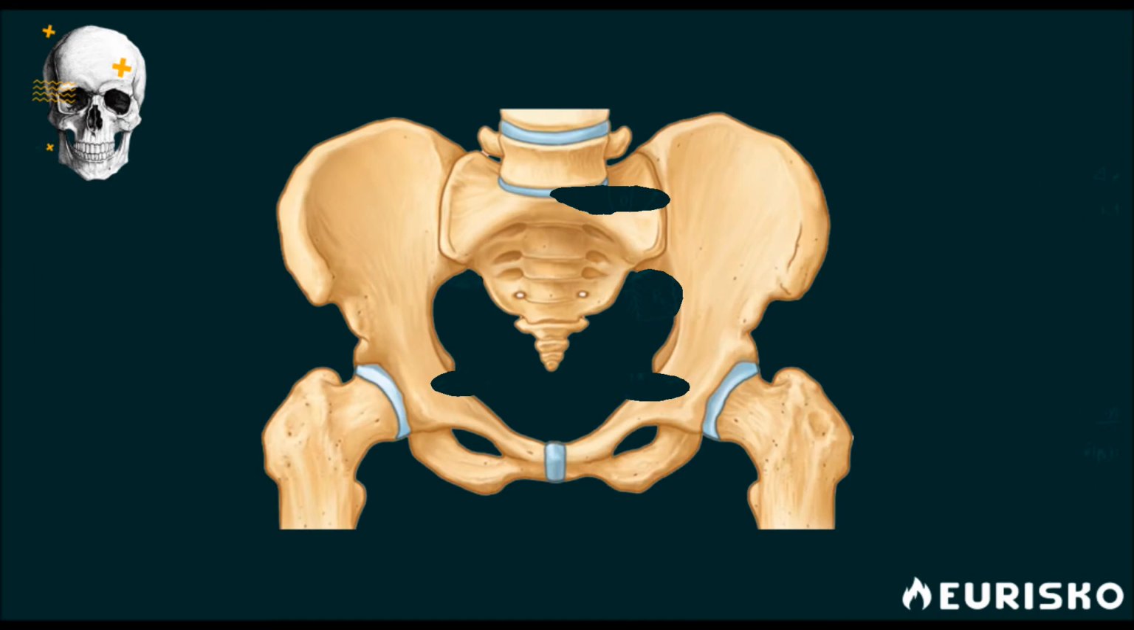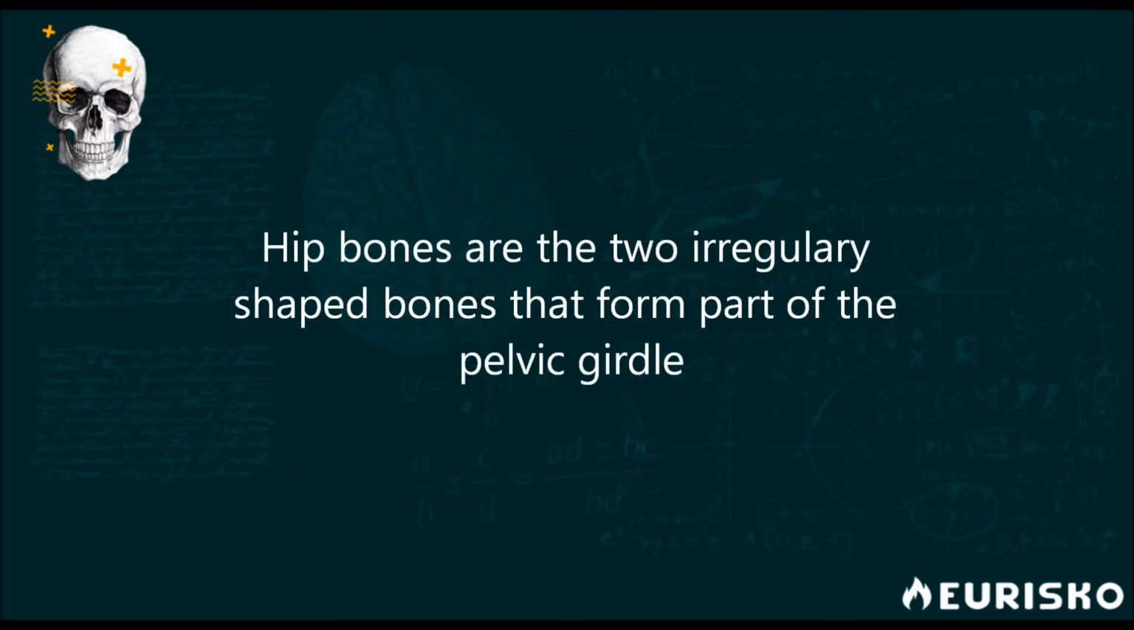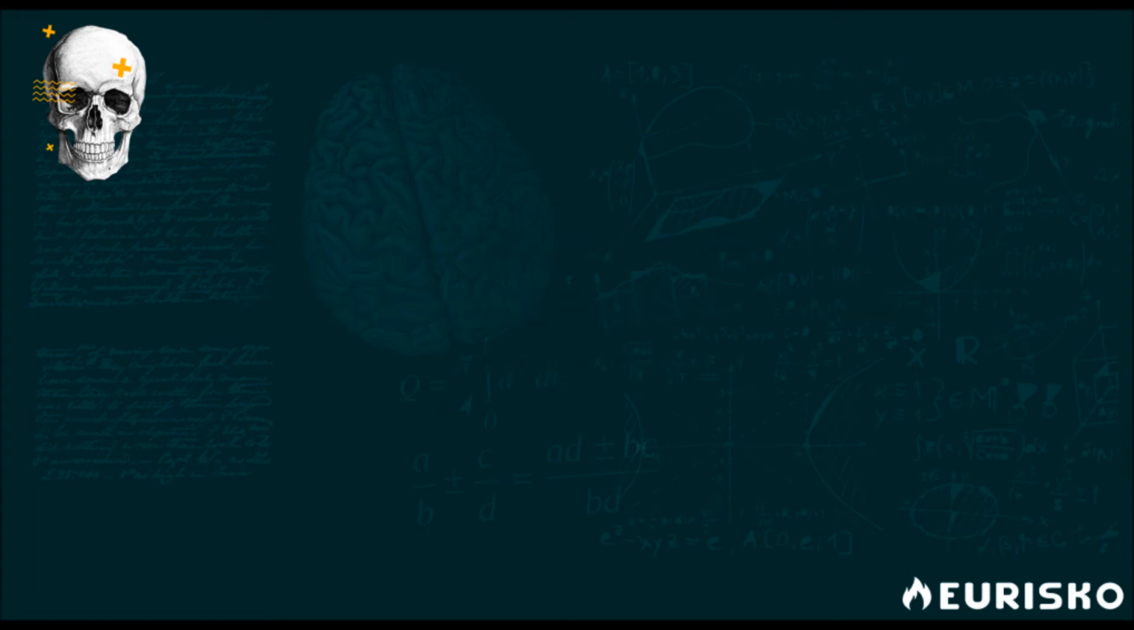Let's take a look at the bony pelvis. There are two hip bones, the sacrum and the coccyx. Let's focus our attention on the hip bones. Hip bones, innominate bones or pelvic bones, are the two irregularly shaped bones that form part of the pelvic girdle.